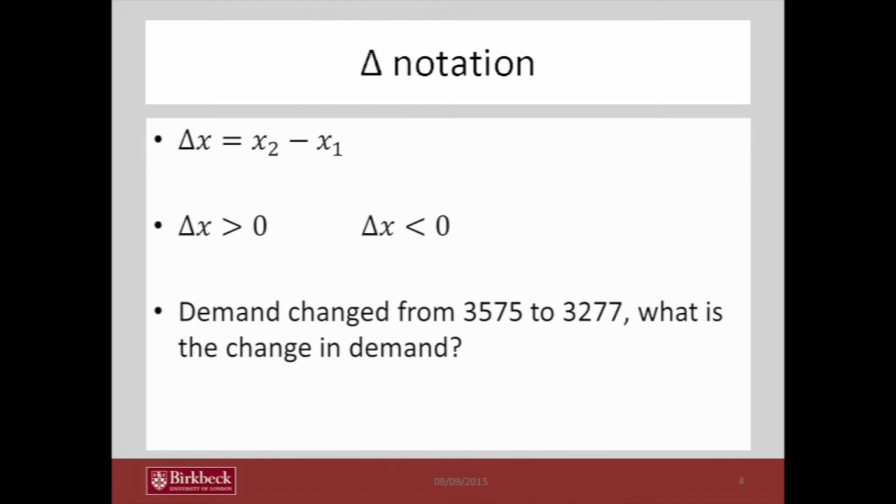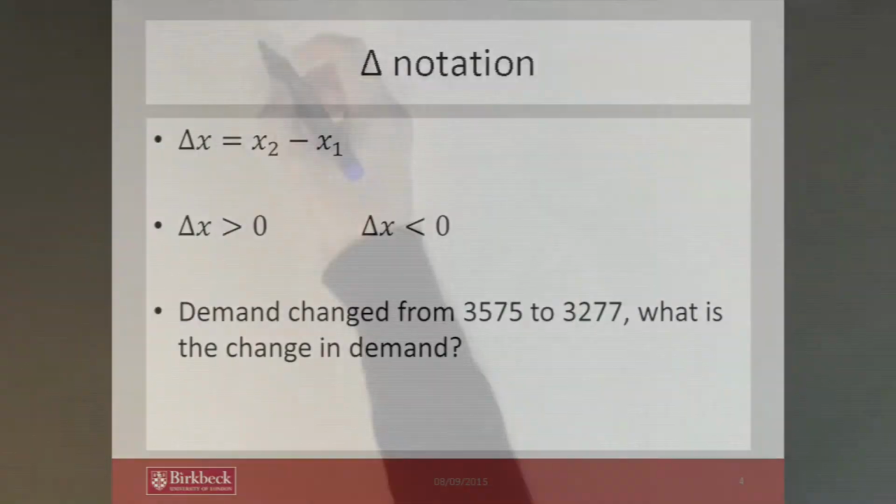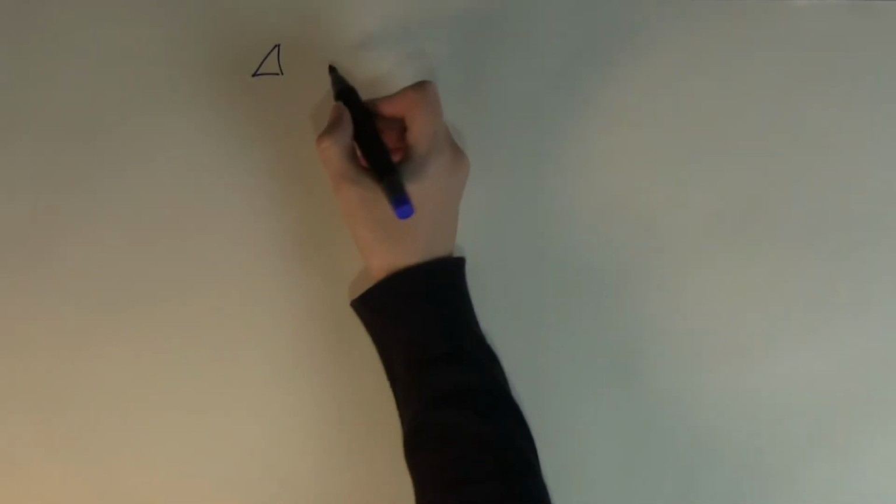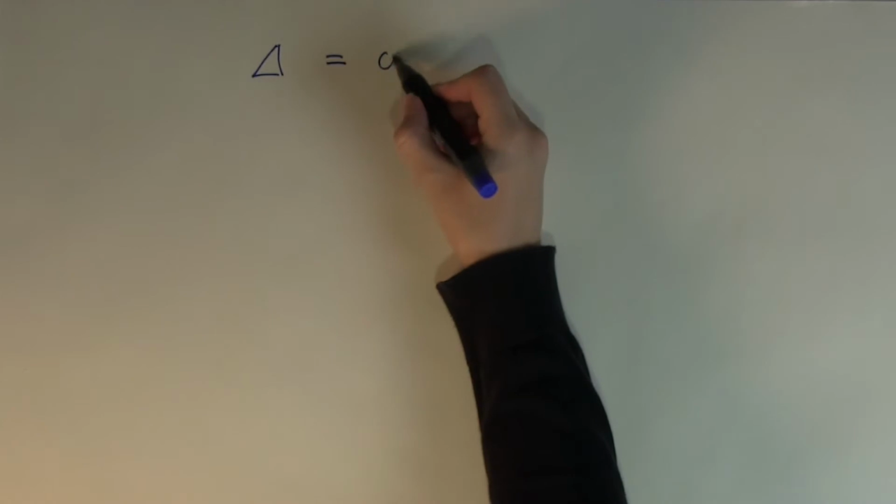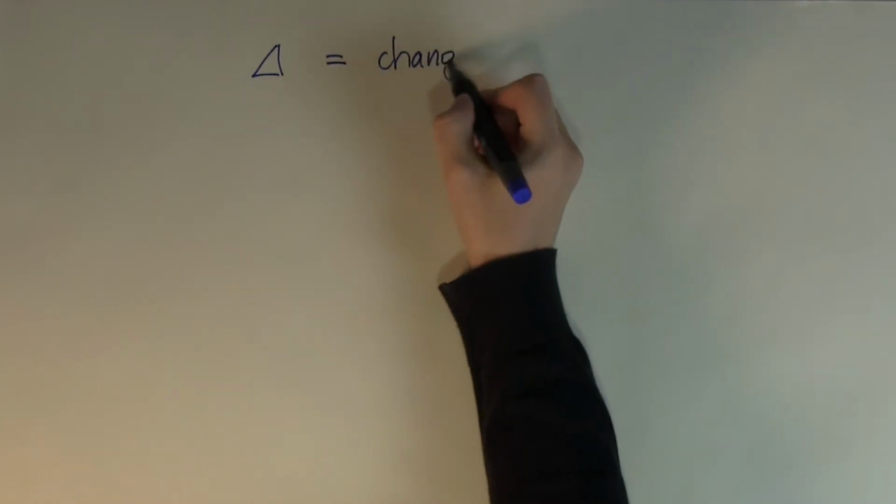Now let's talk about the delta notation. The delta notation in mathematics is a specific way of showing the change. So whenever you see this delta, you always have to think about change.